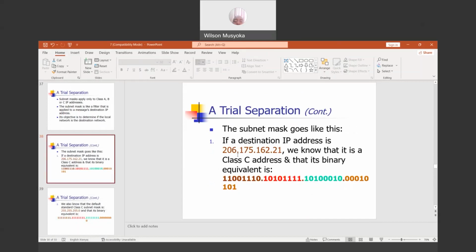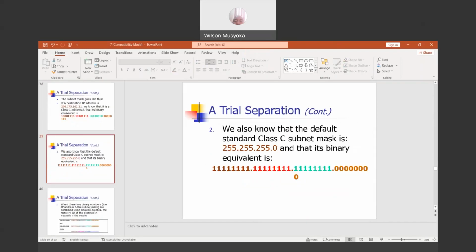So if an IP address is 206.175.162.21, by default we know it is a class C address. Why? Because 206 is in the range of 192 up to 223. So that one is a class C address. Once we know that, the binary equivalent will look like this. Then we move on to the default standard subnet mask, which is going to be 255.255.255.0, and the binary equivalent is going to be like that.